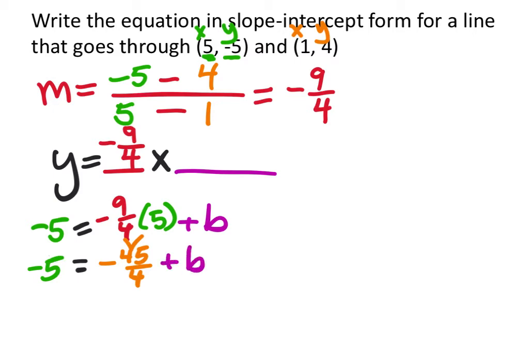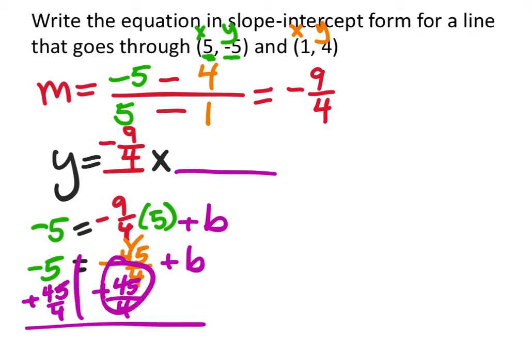And then I need to zero out that negative 45/4. So I would add 45/4 to it to zero it out. But if I do it to one side, I gotta do it the other side. Okay, principles of equality stuff. That's gonna zero that out. So I got negative 5 plus 45/4. Yeah, 25/4. That's positive too.